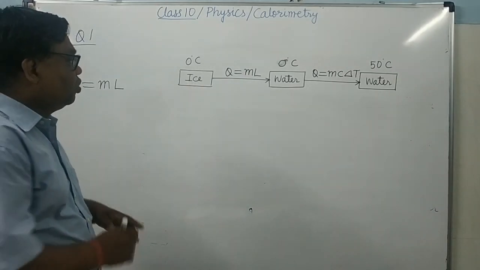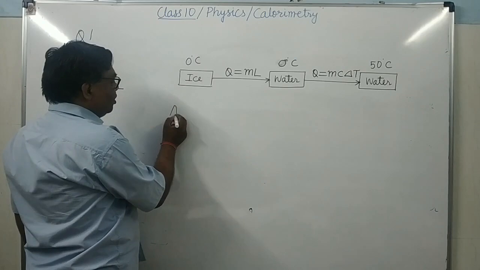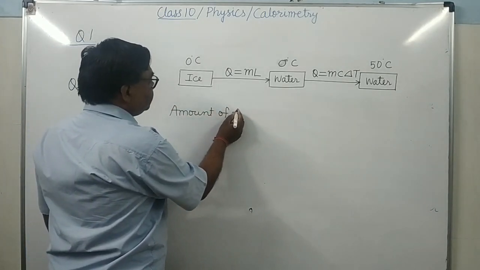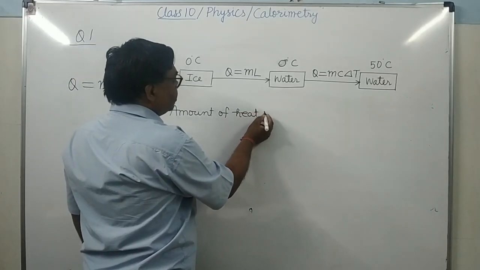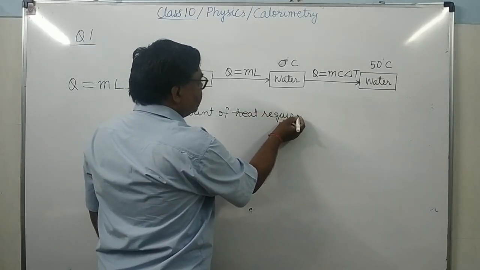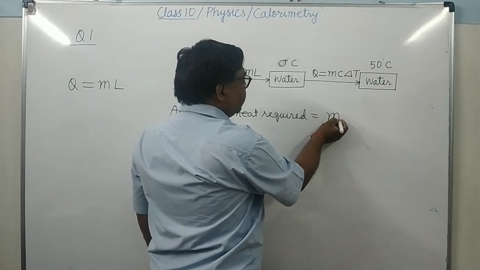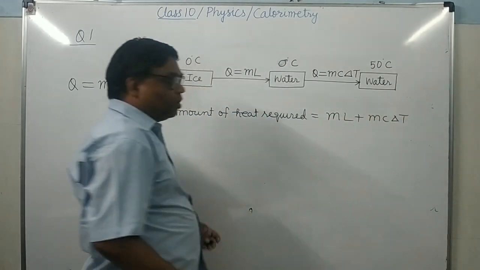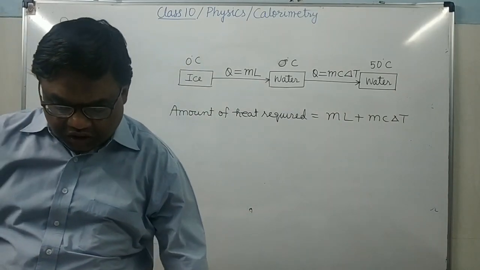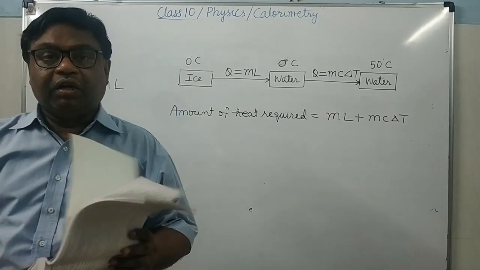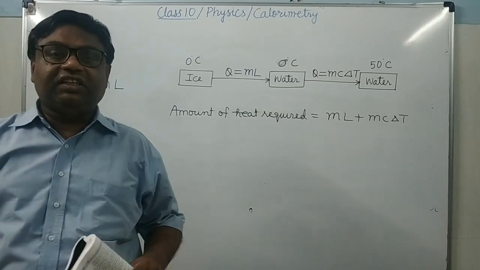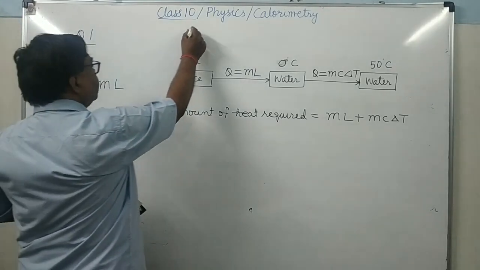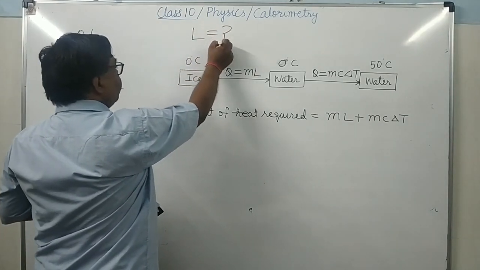Is it clear? So amount of heat required equals M into L plus M into C into delta T. What is M here? If you see, M is given in gram, and SHC is given per kilogram. And you have to determine the value of L.